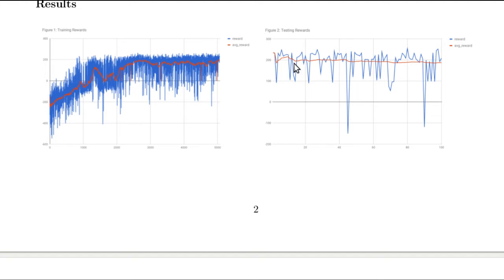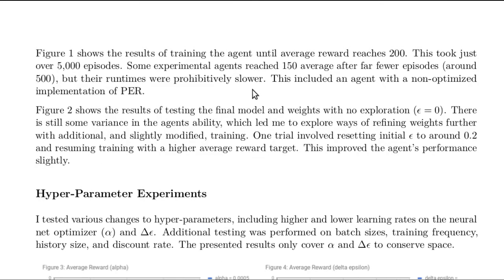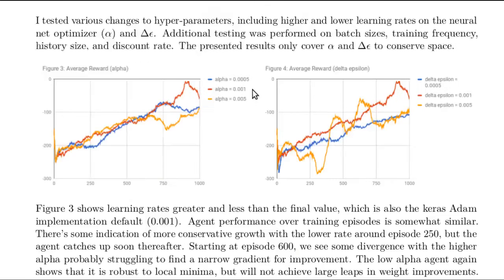Looks pretty good. There's still a little bit of volatility, so it would be interesting to try to tune the weights a little more. Let's see. Hyperparameters. I played with every value possible. I cover alpha and epsilon. With low alpha, it was a conservative learning curve. It ended up hitting 200 average after 6,000 episodes, so slightly, about 20%, more than the default alpha. High alpha actually never converged. After hundreds of thousands of episodes, it was still unable to reach the 200 average.